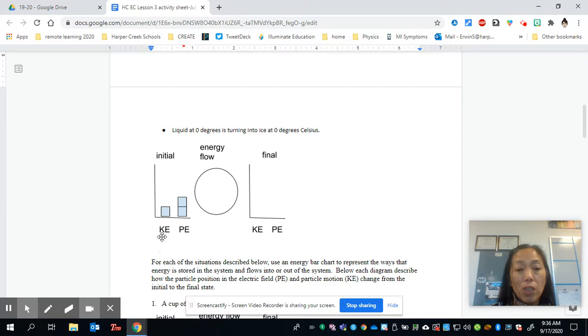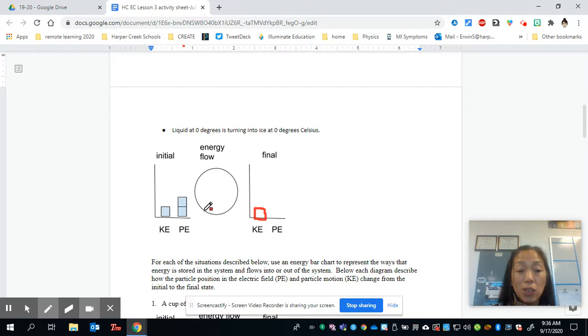So initially 0, so we're going to put the lowest amount of kinetic energy. So since the temperature has not changed, temperature and kinetic energy are related, so we still have that much kinetic energy. So I'm going to go ahead and put the block of kinetic energy, same temperature, so same amount of kinetic energy. Now this liquid, though, is going to turn into ice.